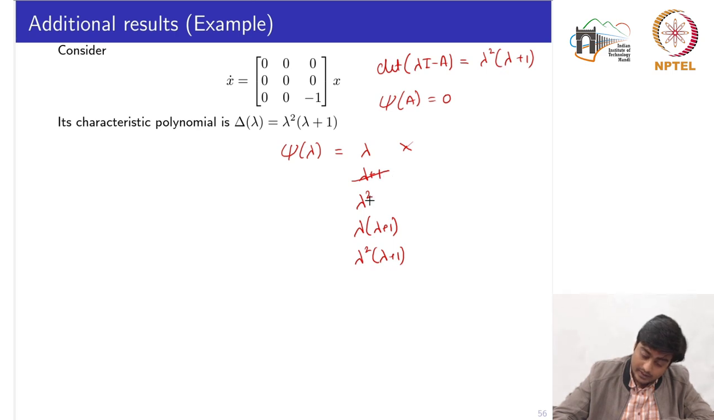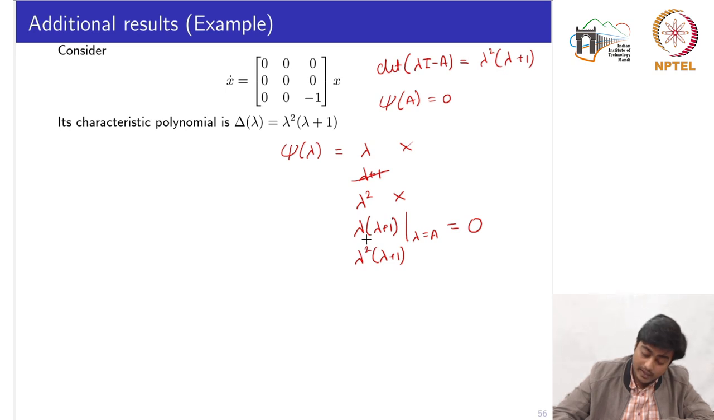If we take this lambda square, again if I take the square of this matrix, if I replace lambda by A, it won't be equal to 0. So it is also not a minimal polynomial. Now if I see this part, lambda into lambda plus 1, if I replace here by A, you would notice that by putting lambda equal to A, it becomes equal to 0. So the minimal polynomial of this system is given by lambda into lambda plus 1.